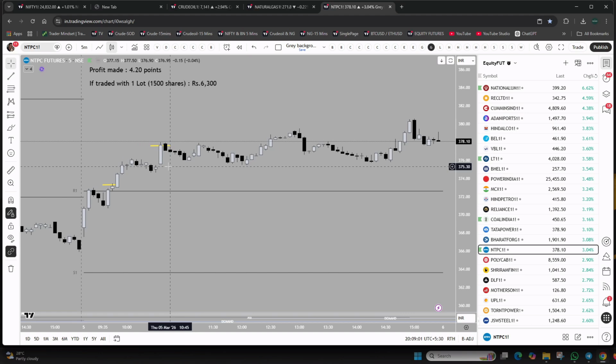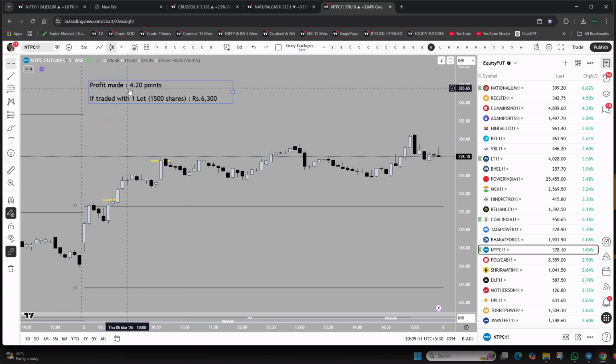Which is very much near to the 1% move, because we are trading a 300 to 400 rupees script. So my target will be around 3 to 4 rupees. As you can see here, the profit made was 4 rupees 20 paise. And again, I'm sorry, I forgot the stop loss here. So the stop loss would be below the swing low. And it kept moving up and up and up for the entire day.